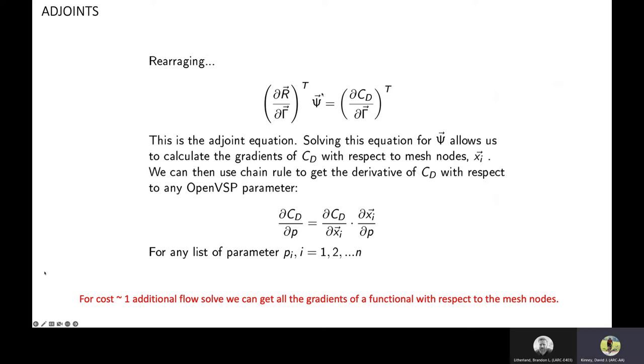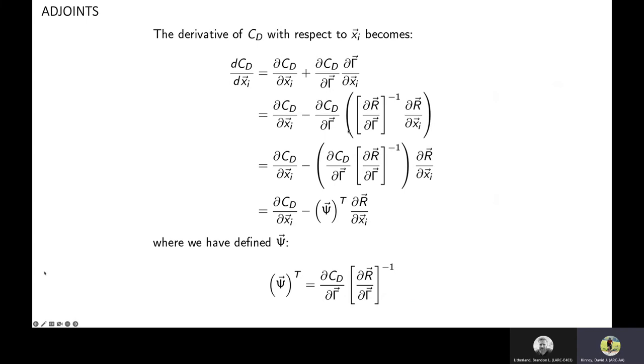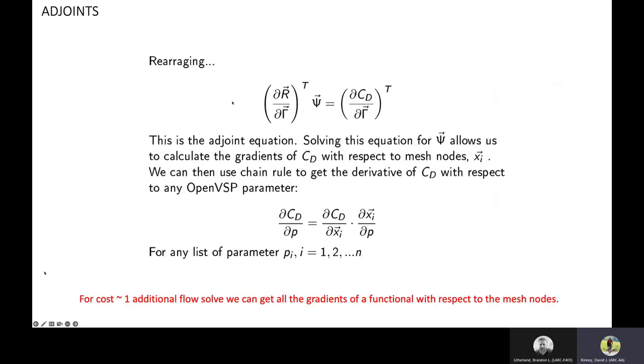So you can come up with an equation for that vector psi, right? We define this whole thing in brackets as psi transpose, and you come up with what is called the adjoint equation. It's dR d gamma transpose, so this is the Jacobian matrix, but the transpose of it. So the Jacobian transpose times psi equals the partial of CD with respect to the solution, transposed. This is the adjoint equation.